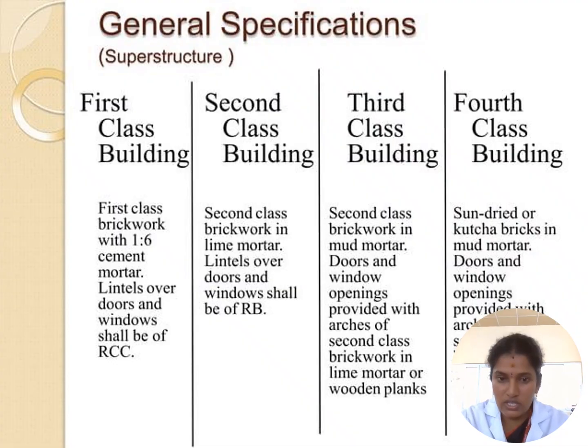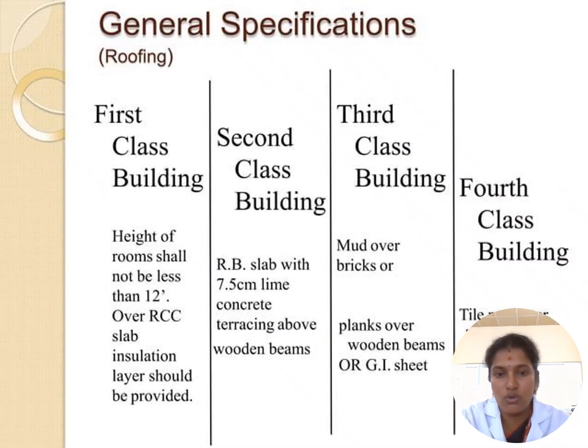Likewise the superstructure will vary. For the superstructure, first class brick is used for the first class building. Second class brick is used for the second class. We know what the third class and fourth class are. It is second class bricks with lime mortar. It may be a mud mortar. For this fourth class, unburned bricks are used with mud mortar. So these are all the classifications varied from one class to another class.